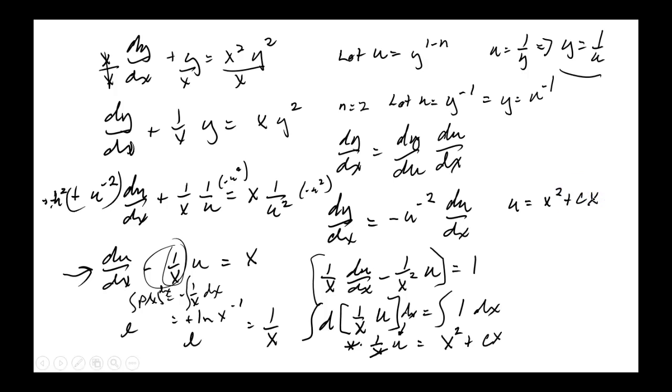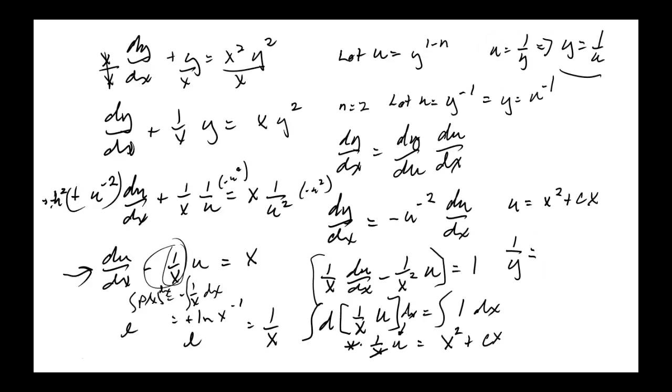Okay? But we really don't care what u is, we want what y is. Well, u was 1 over y. So now we got 1 over y is equal to x squared plus cx. Okay? All we have to do is invert. And this would be y is equal to 1 over x squared plus cx. And that's your one parameter solution to that differential equation, the original one we had up there.